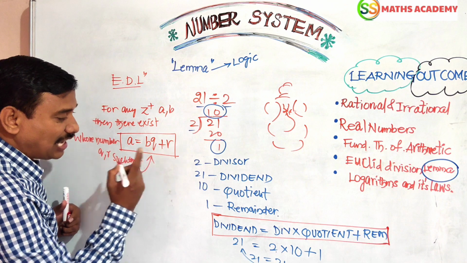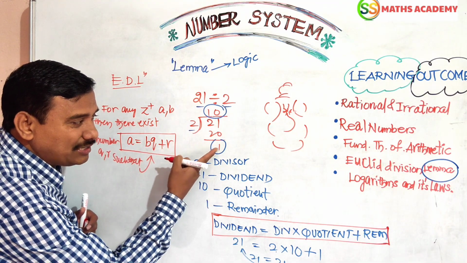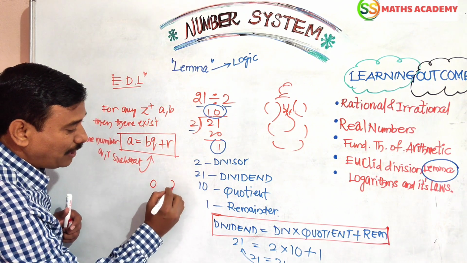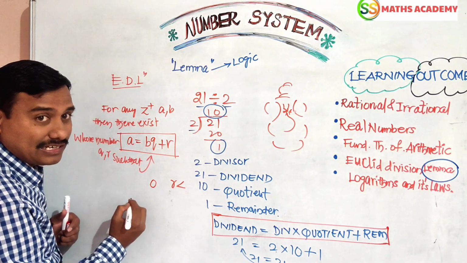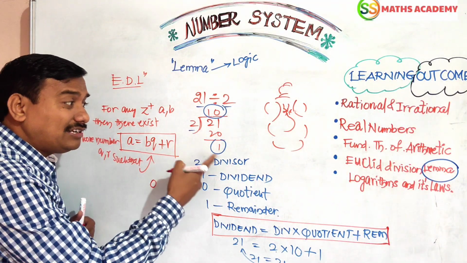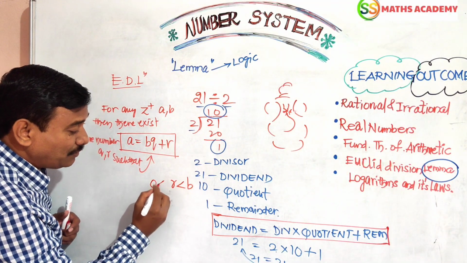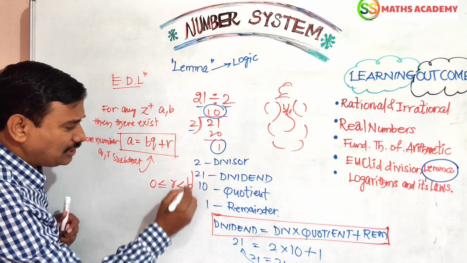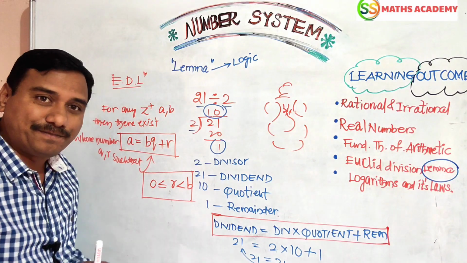Here the condition, as I told you very clearly, is that the remainder is always less than the divisor. That means the remainder is always less than the divisor. Sometimes the remainder can be 0. That means 0 less than or equal to r less than b. This is a very important condition.